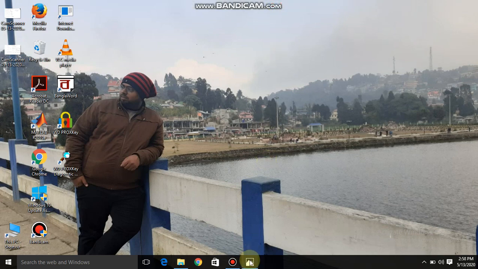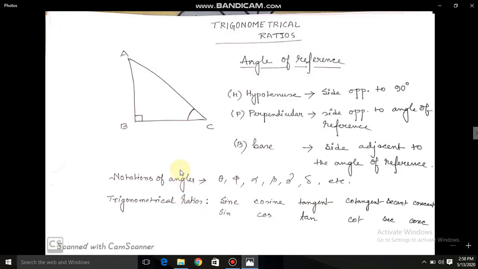Today we will start with trigonometry. The word trigonometry is actually a combination of three words. First is tri, which means three, gono, which means angle, and metri means measurement. So triangle measurement. From the name itself we understand that it has something to do with triangles.